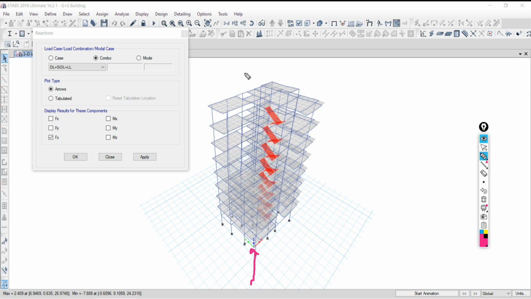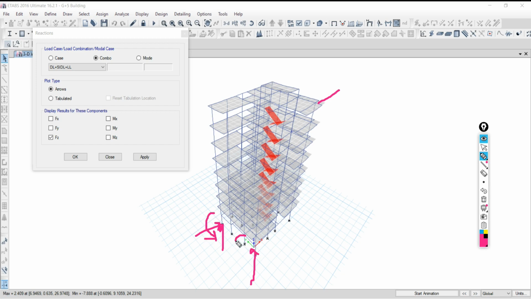See, if lateral loadings are there, if earthquake is there, wind is there, it is not acceptable to consider only the vertical upward reaction. In that case you have to consider all the reactions, like horizontal reaction, vertical reaction, moments, everything you have to consider.